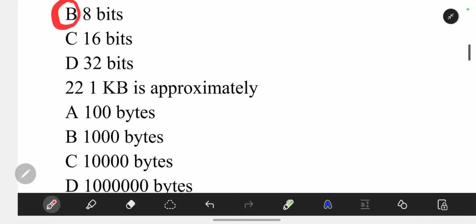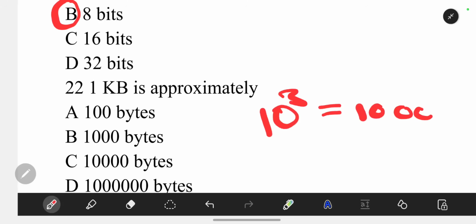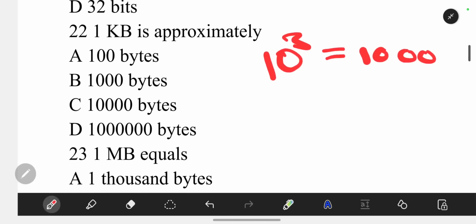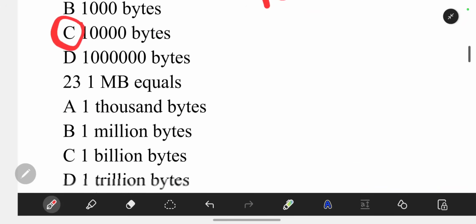We are looking at this one now. 21: KB. K is kilo, so it is 10 to the power 3, and 10 to the power 3 is 1000. So a kilobyte is made up of 1000 bytes, not bits but bytes. 1000 bytes, like that.